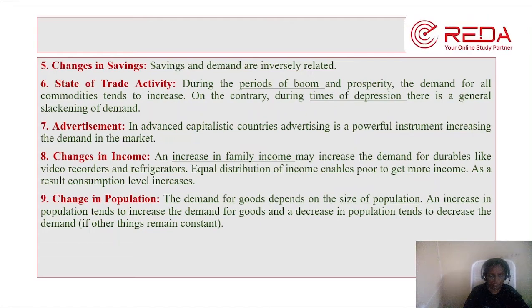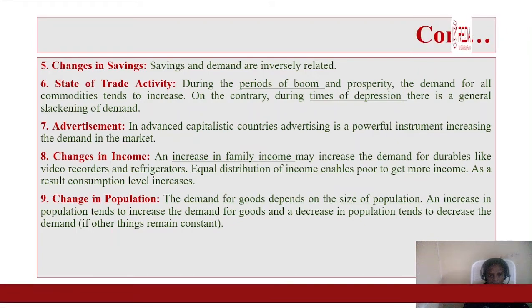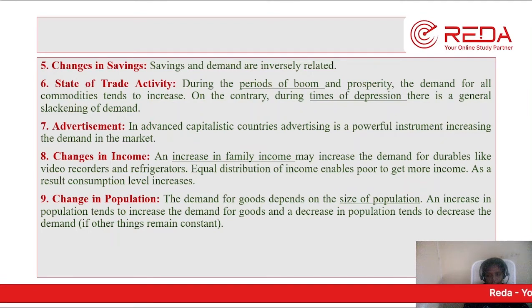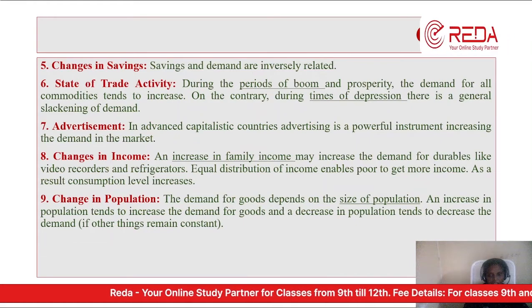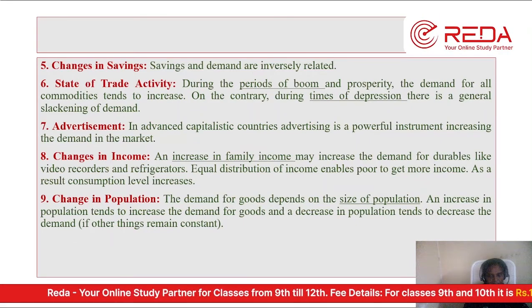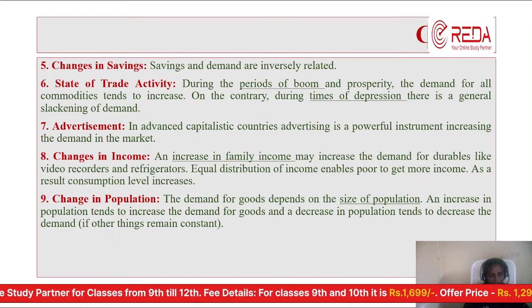At the same time, if the income of the family is very less, this kind of situation will not happen. The desire to purchase the commodity will go down, and at that time the demand also will go down. So both things will happen. Increase and decrease in the family's income decide the increase and decrease in the demand for the commodities.